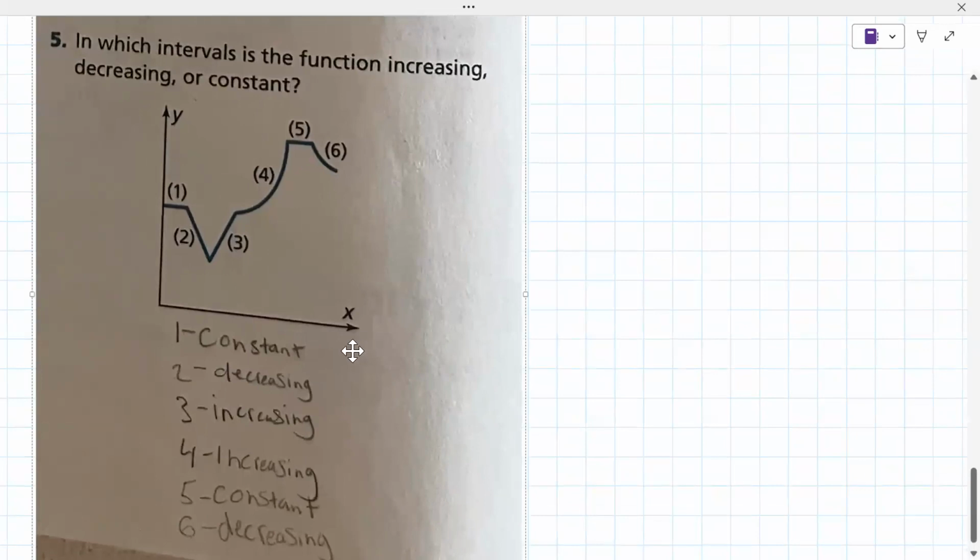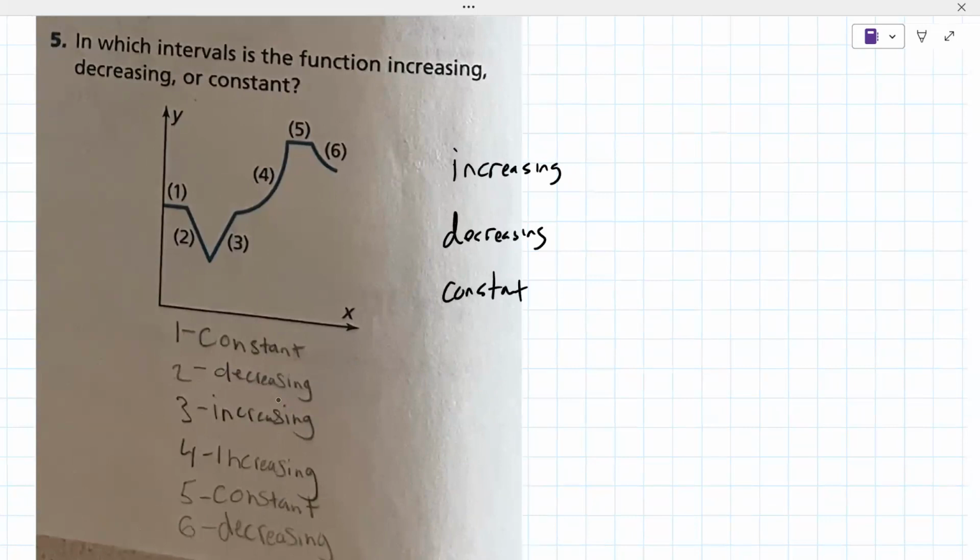Okay, very good here. Your answers are all correct, but I think what they're looking for is for you to organize your answers slightly differently: increasing, decreasing, and constant. They want you to say it's increasing on 3 and 4, decreasing on 2 and 6, and constant on 1 and 5. I think they're looking for this kind of organization. Yours is correct; it would just be a preference to do it that way.